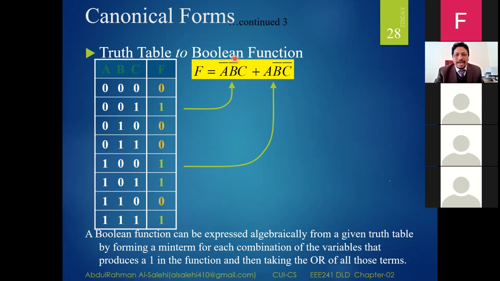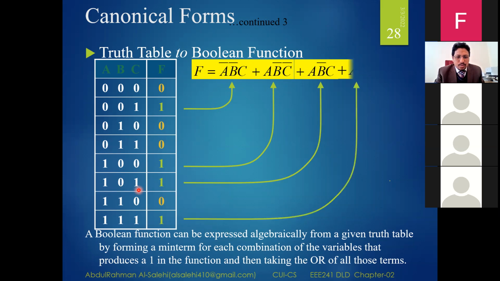So here is ANDing going on between them all. Come to this one. This will be A, B prime, C. Now come for the last one. The last one will be A, B, C. Here is just how, from the truth table, you can build or make your Boolean functions.